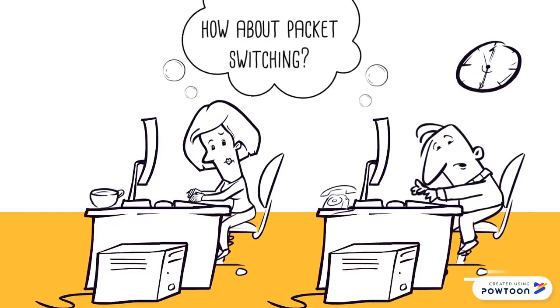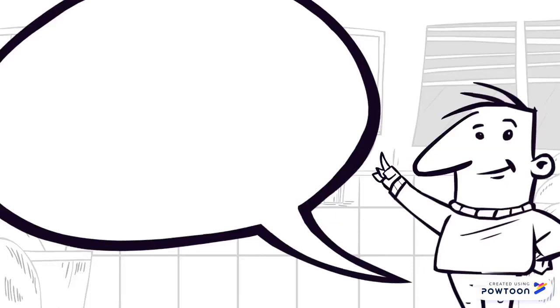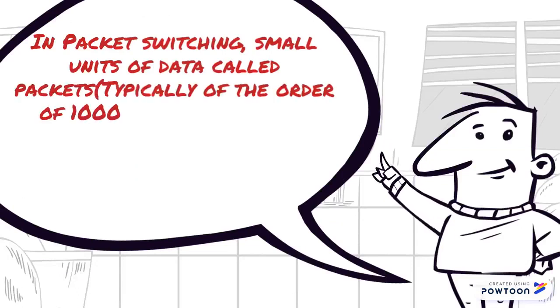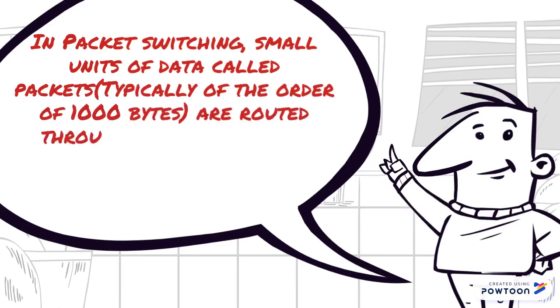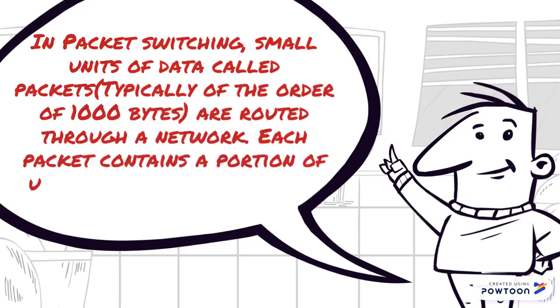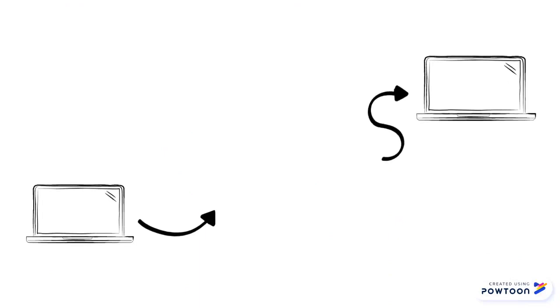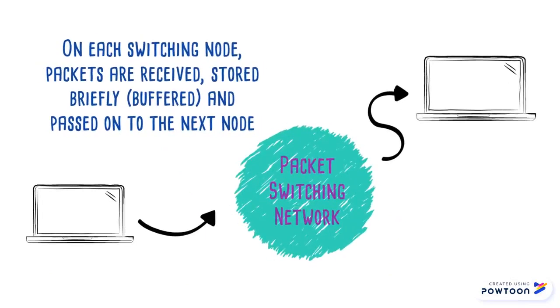How about packet switching? In packet switching, small units of data called packets, typically of the order of 1000 bytes, are routed through a network. Each packet contains a portion of user data and some control information. On each switching node, packets are received, stored briefly or buffered, and passed on to the next node.